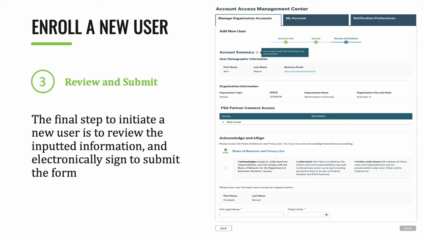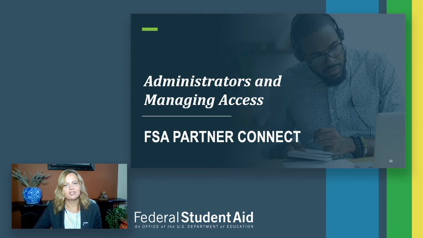After the Submit button is selected, the system will generate the email to that new user with the unique link to the Partner Connect system, where the new user can review their access and also sign the access forms electronically. In addition to initial enrollment and adding new users, the administrators will be responsible for managing accounts.